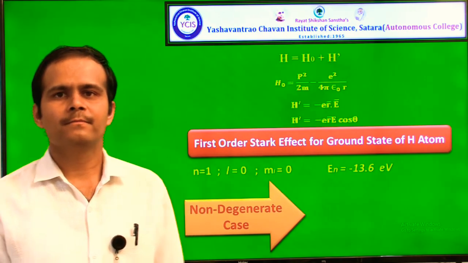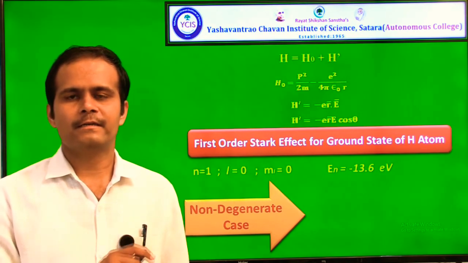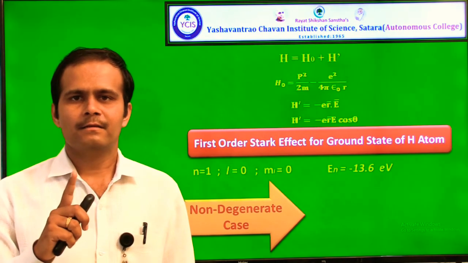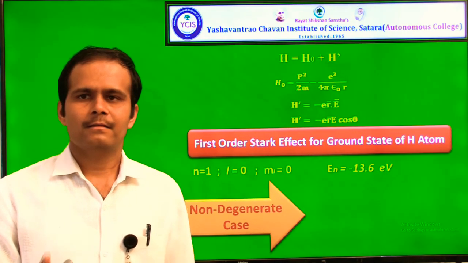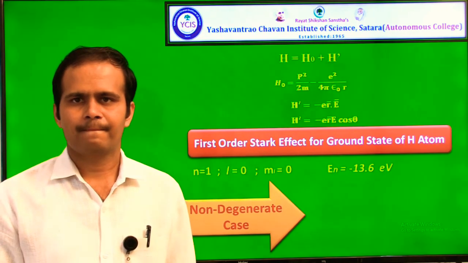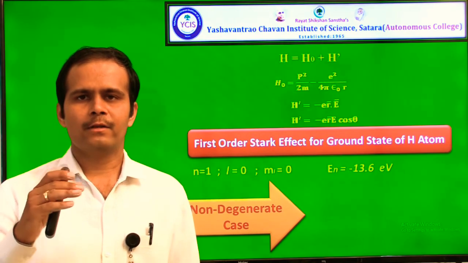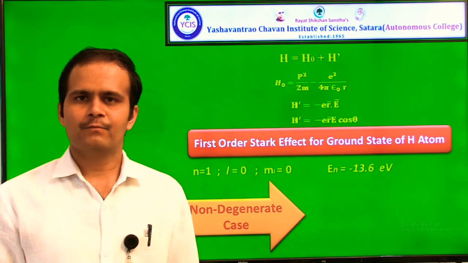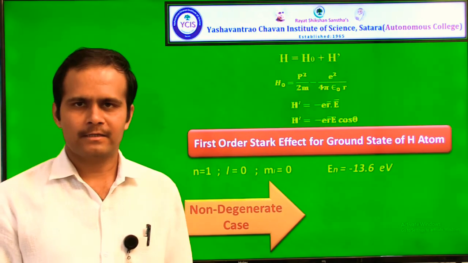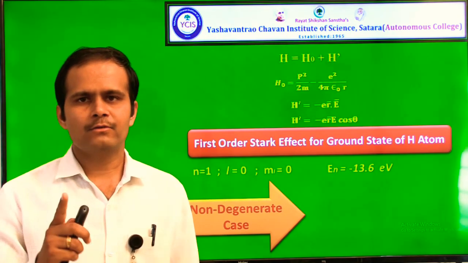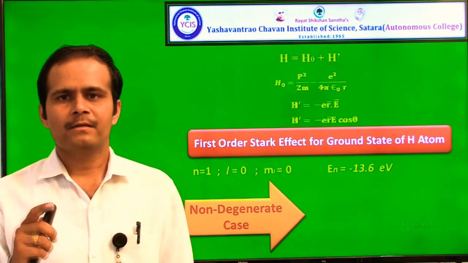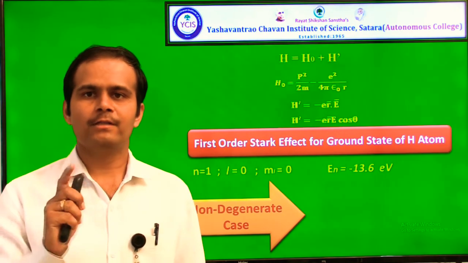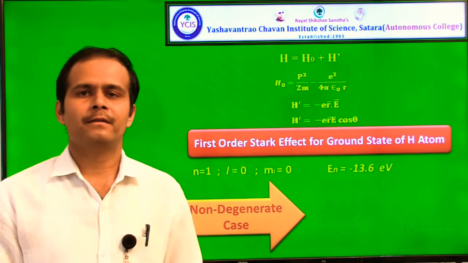And here this case is known as the non-degenerate case. Non-degenerate case means there is only one state having this much amount of energy. So if there are two or more states having the same energy, at that time we can say there is a degenerate state. But in case of the ground state of hydrogen atom, it is a non-degenerate case. And when we deal with the non-degenerate case, we have the perturbation theory.